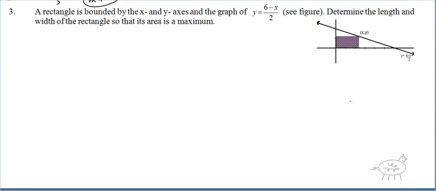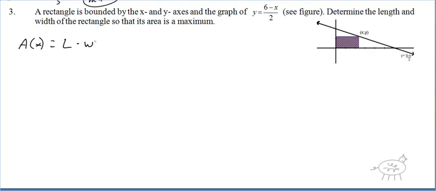A rectangle is bounded by the x and y axes, and the graph of y equals 6 minus x over 2. Of course, look at the figure there. Determine the length and width of the rectangle so that its area is a maximum. All right, so we have our nice little friendly equation. We're going to call this our area equation. Area equals length times width.